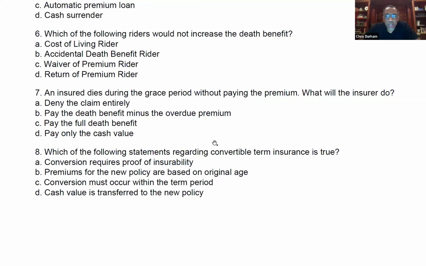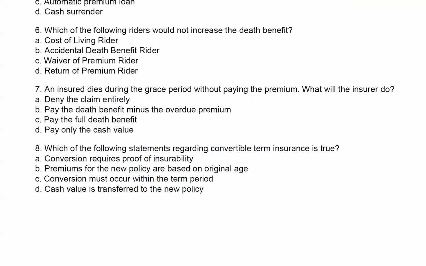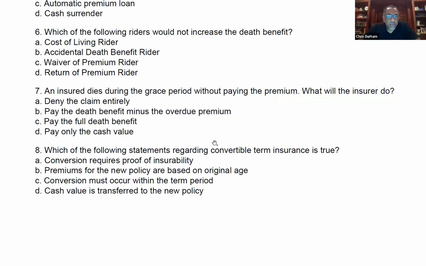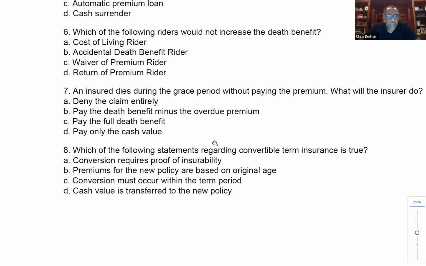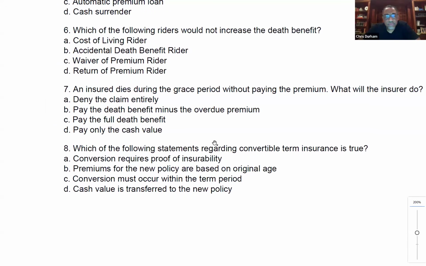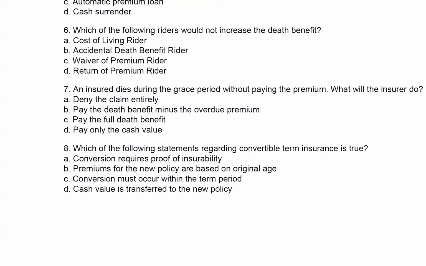Number 8. Which of the following statements regarding convertible term insurance is true? A, conversion requires proof of insurability. B, premiums for the new policy are based on original age. C, conversion must occur within the term period. D, cash value is transferred to the new policy. Which of the following statements is true?